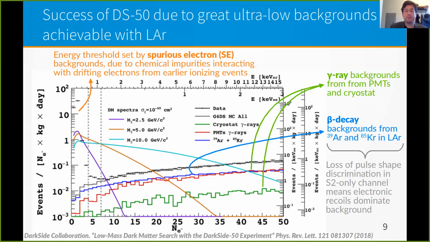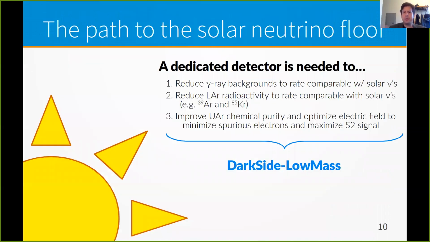So how do we reach the solar neutrino floor? The idea is to build a dedicated detector where we particularly focus on reducing the gamma and beta backgrounds to rates that are small compared to what we saw in DarkSide 50, and ideally comparable in rate to solar neutrinos.